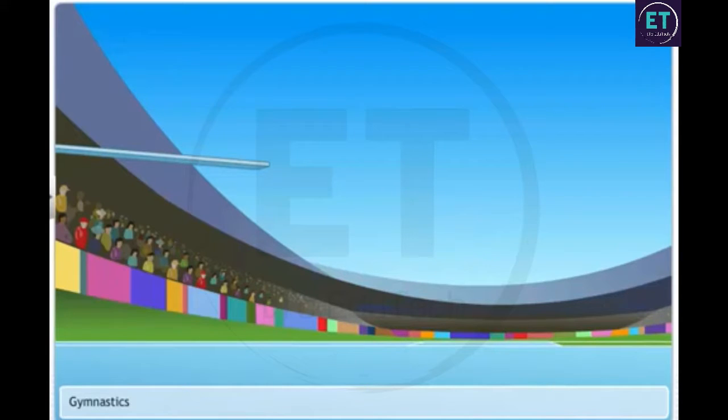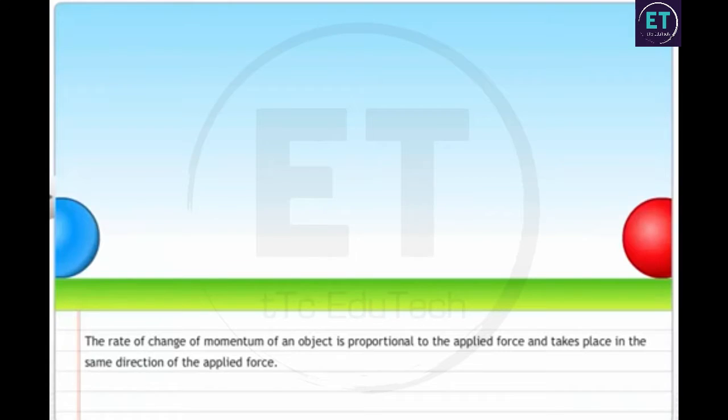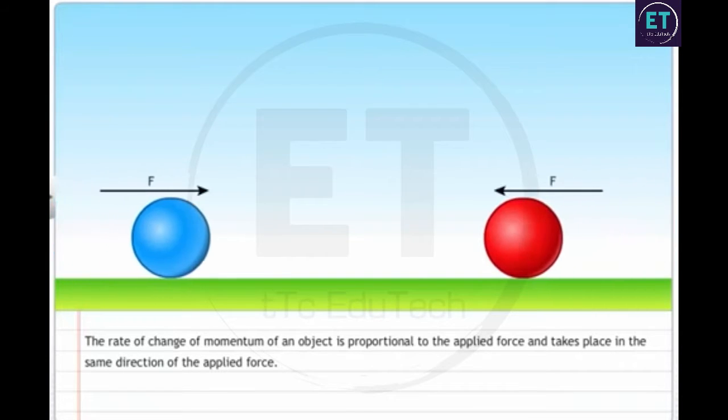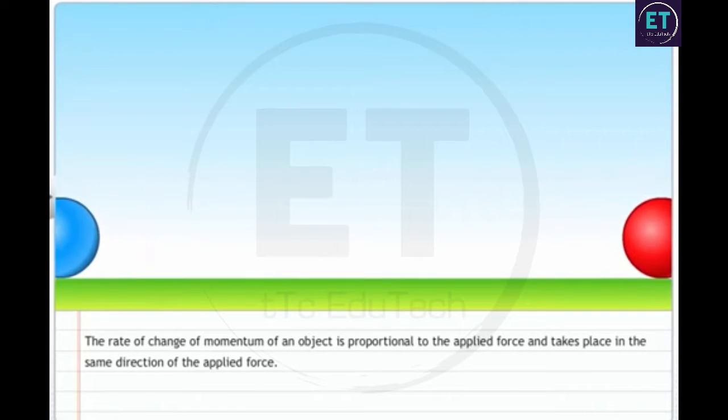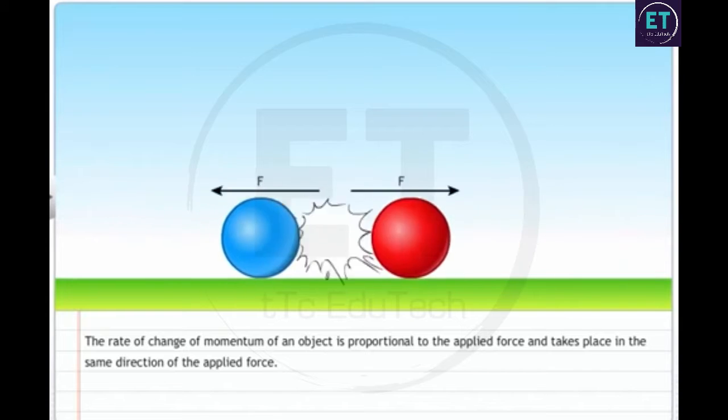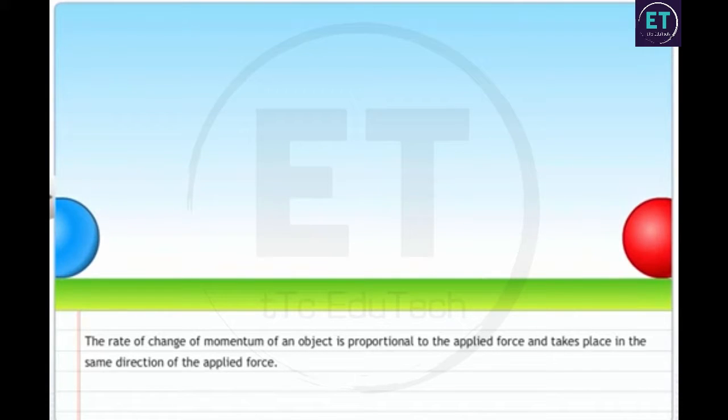This shows that every action force is matched with the reaction force, which is equal in magnitude and opposite in direction. In the third law of motion, you see two equal forces acting simultaneously against each other on two objects when an event such as collision occurs.